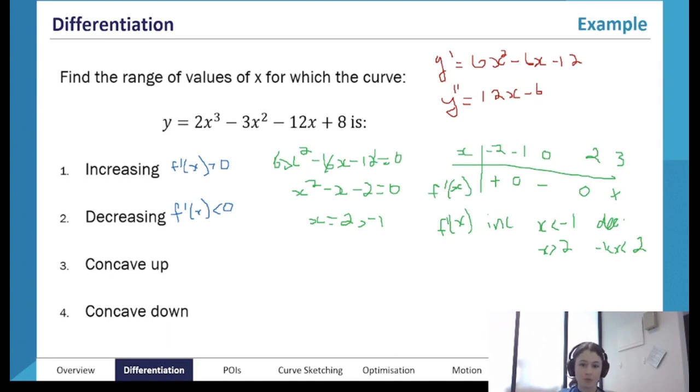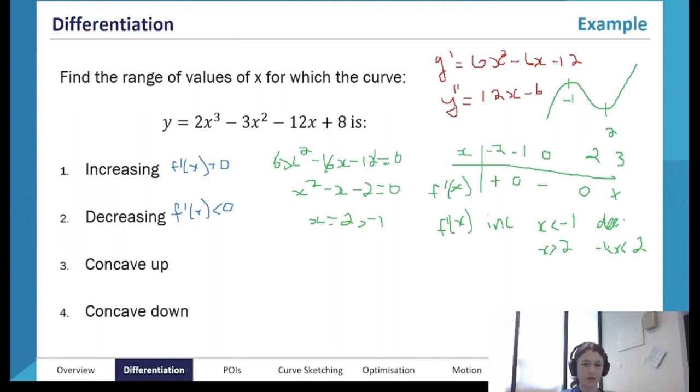So what this tells us is that the curve looks something a little bit like this. It's going to be increasing for a certain section, then it's going to be decreasing, and then it's going to be increasing again. And this is going to occur at negative 1 and then 2. Because as you can see here, the gradient is positive up until it hits negative 1. Then it's negative between negative 1 and 2, and then it's positive again after 2.